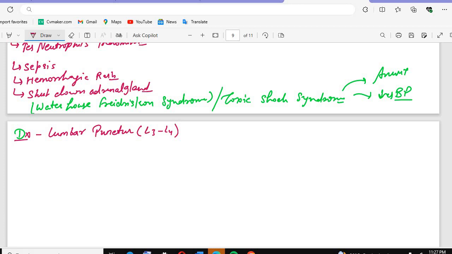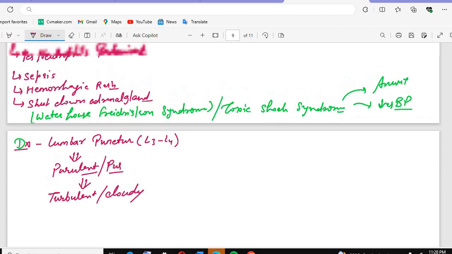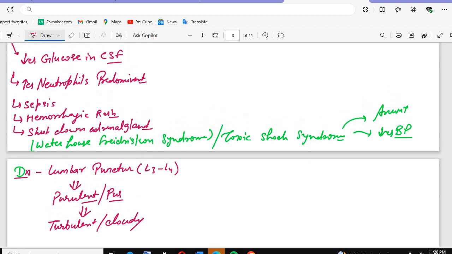So when we do the lumbar puncture, we will see it is purulent. Purulent means pus would be seen in the lumbar puncture, and this pus will look turbid or cloudy. Okay, so this is what we call bacterial meningitis.